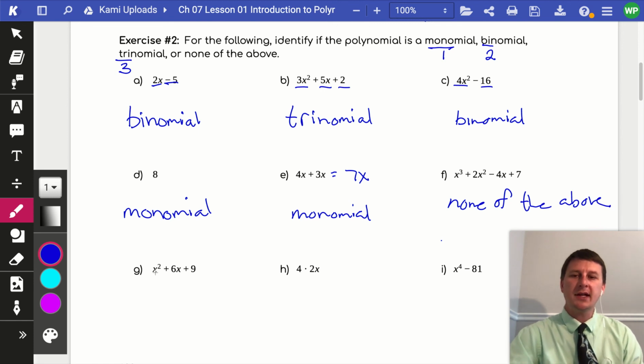For part G, we have x squared plus 6x plus 9. And again, none of these are like terms. So we're left with one term of x squared, one term of 6x, and one term of 9. That's 1, 2, 3 terms. So that's going to be a trinomial.